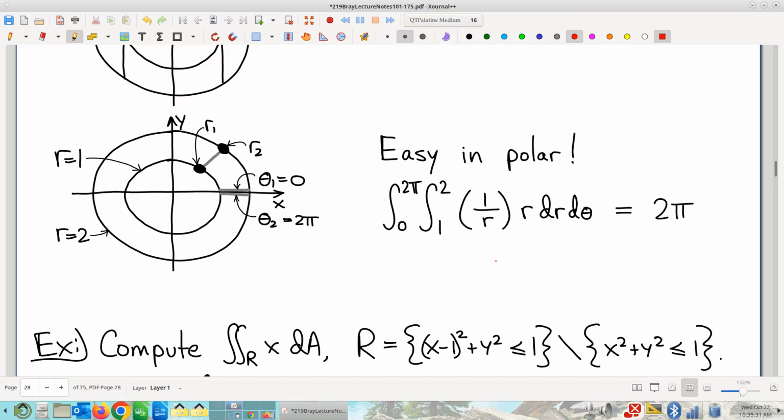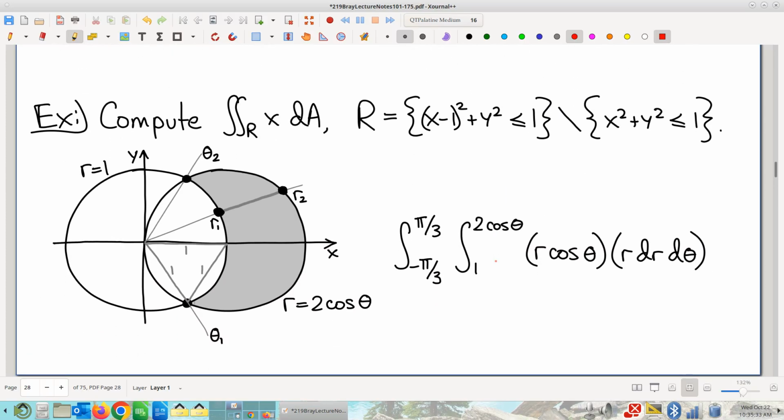Okay, here's another one. Not quite as convenient, but I think it's still a pretty big win. Weirder shape here. We're looking at the part of this disk that is not in that disk, right? So we get this kind of crescent, sort of a solar eclipse looking thing, right? Okay. We're going to do it in polar coordinates.